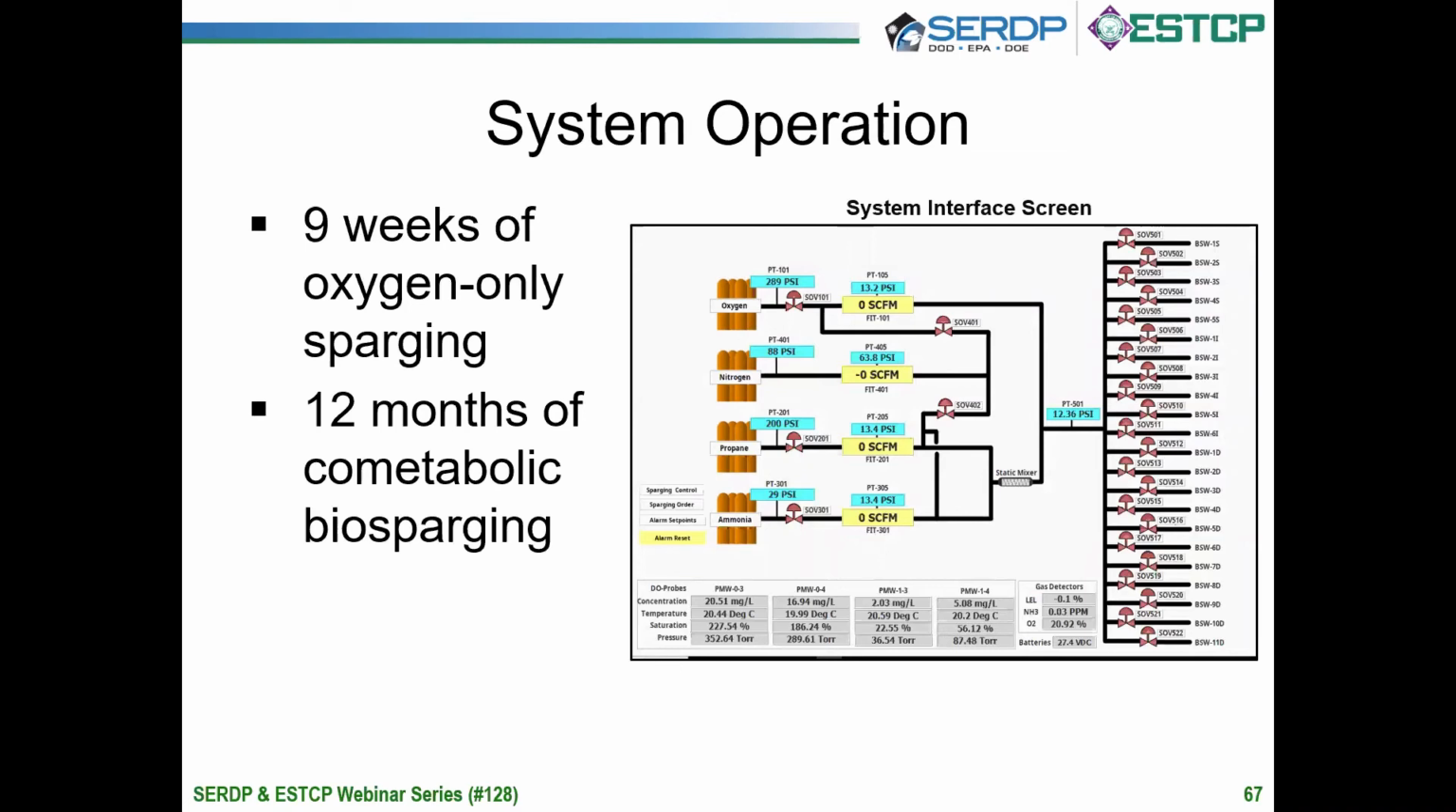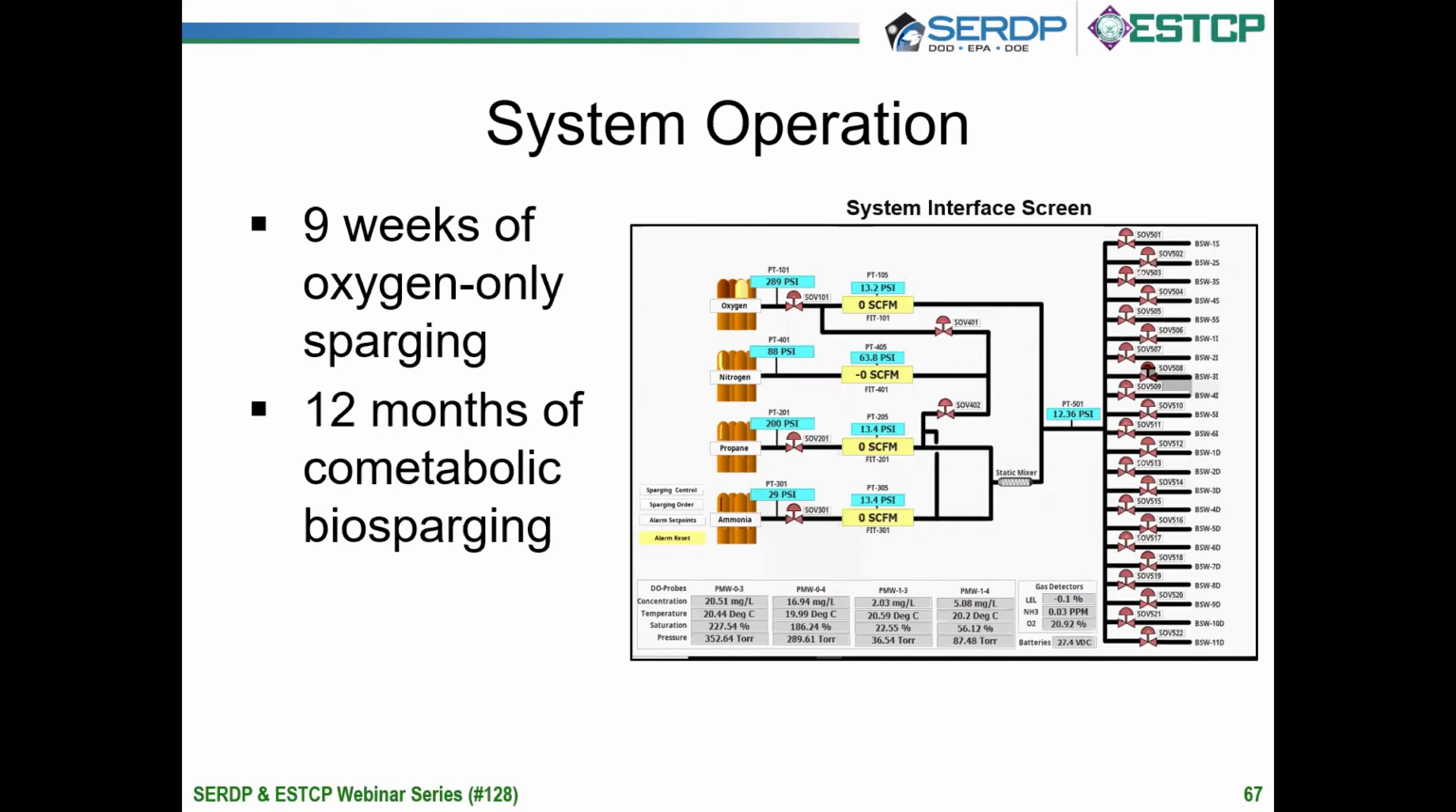It's basically a representative of that photograph I just showed of all the different solenoid valves and flows and pressures. So we operated for 9 weeks where we just had the oxygen. That was our control phase to see if we were doing any stripping of gases, and also to get the treatment zone aerobic. And then we did 12 months of co-metabolic biosparging where we had oxygen and also the two gases.